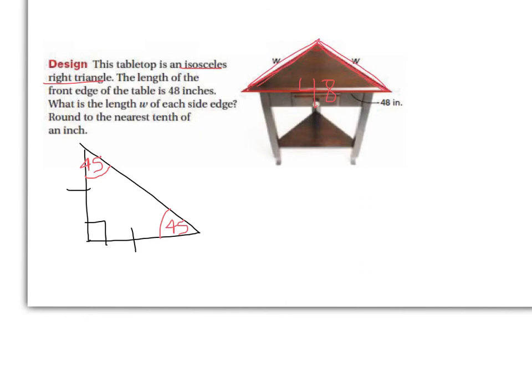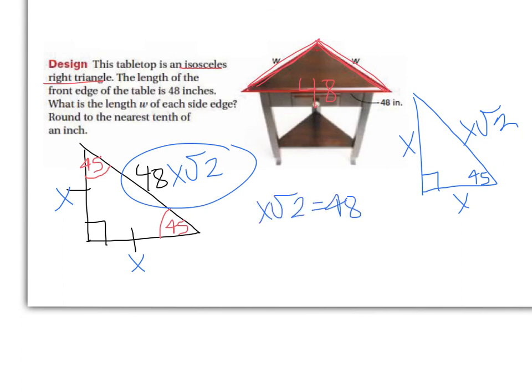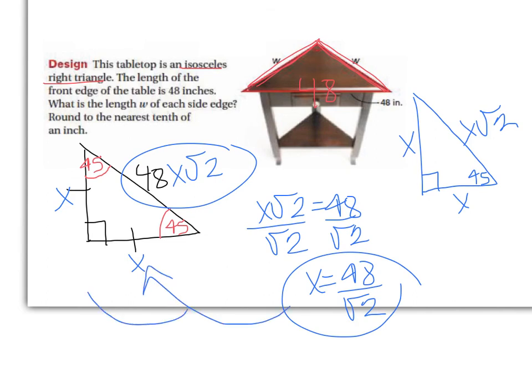They tell us that this is 48. Here, remember the old pattern, or it's on your star chart for the 45, 45, 90, is x, x, x square root of 2. So you apply that pattern to your picture: x, x, x square root of 2. Circle what they gave you. So x square root of 2 is equal to 48. We've got to solve for x. So x is equal to 48 over the square root of 2. Well, that just happens to be what the length of your legs are.